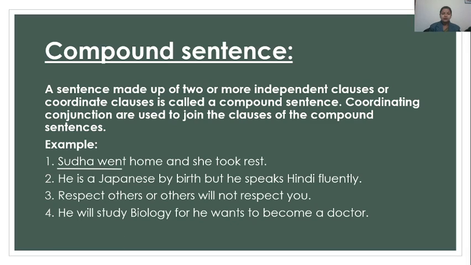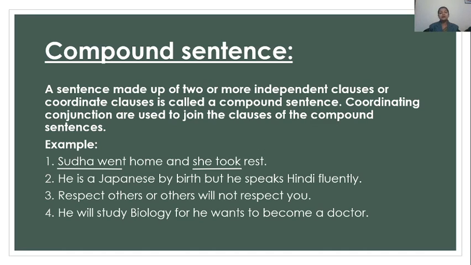Sudha went. This is my first subject and first verb. She took, second subject and second verb. As the sentence has two subjects and two verbs, it has two clauses. Sudha went home, done. She took rest. As she was tired, she took rest. It's not raising any question further. So both are complete in their meaning. That means they are independent clauses, and as both clauses are independent, what kind of sentence is this? A compound sentence.